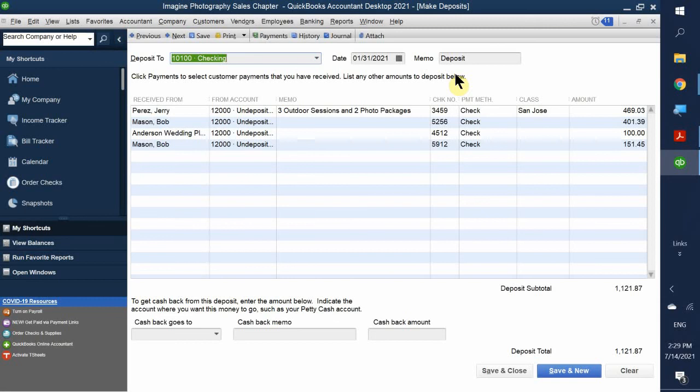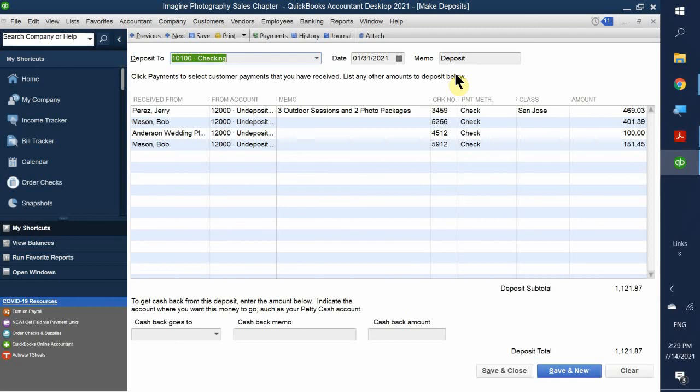But again, smaller businesses that don't have the means to go to the bank all the time usually save it off to the end of the week and then deposit it all in one go. It just depends on how often your company wants to do it. So once again, it's going to be to your checking account, the date is there, and you're going to make a deposit.